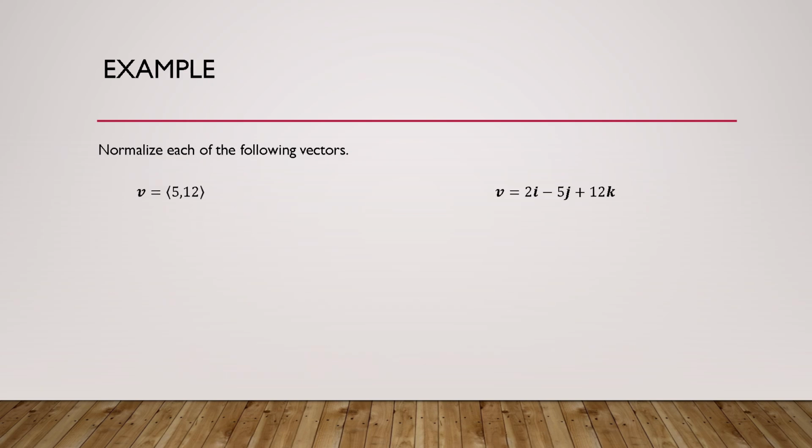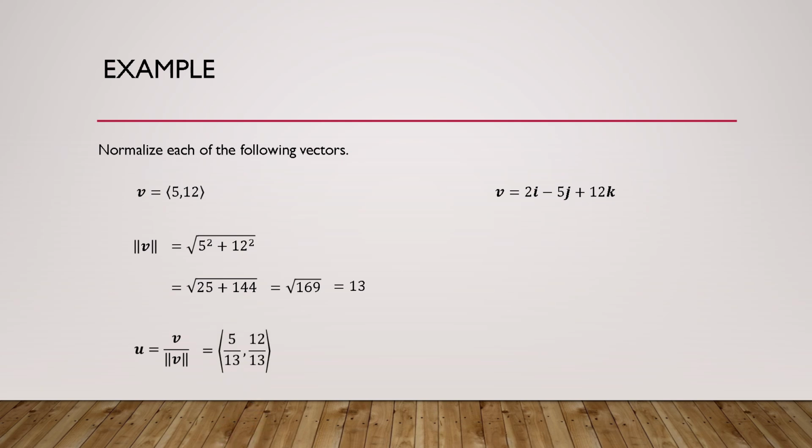As an example, normalize the following vectors. v equals 5, 12. The magnitude of v equals the square root of 5 squared plus 12 squared, which simplifies to the square root of 25 plus 144, which simplifies to the square root of 169, or 13. The normalized vector u equals v over the magnitude of v, or 5 over 13, 12 over 13.